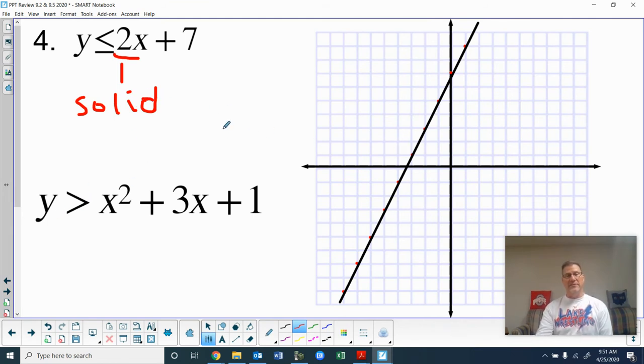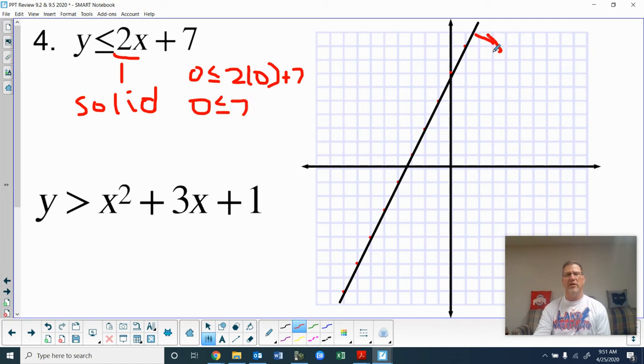All right, but we got to figure out if we're going to shade bottom right or above left. So what we do is we substitute the point 0, 0. That's the easiest one. 0 in for y and 0 in for x. Gives me 0 is less than or equal to 7, which is a true statement. So that means I'm going to shade below right. And this is number 4 from your homework the other day. Oops, that's an ugly arrow. All right, but I'm going to shade that way.